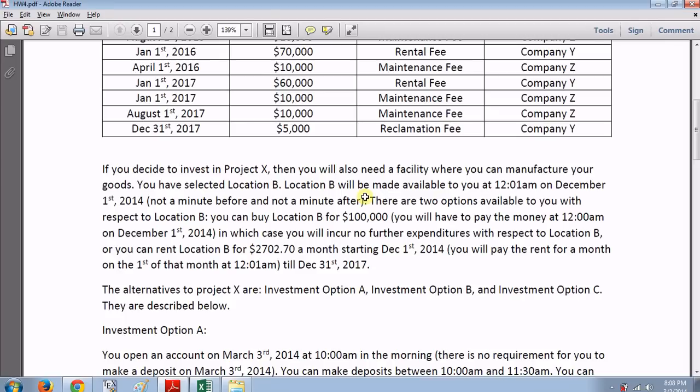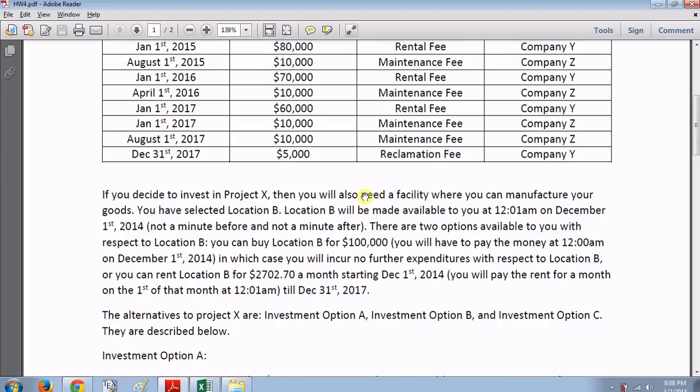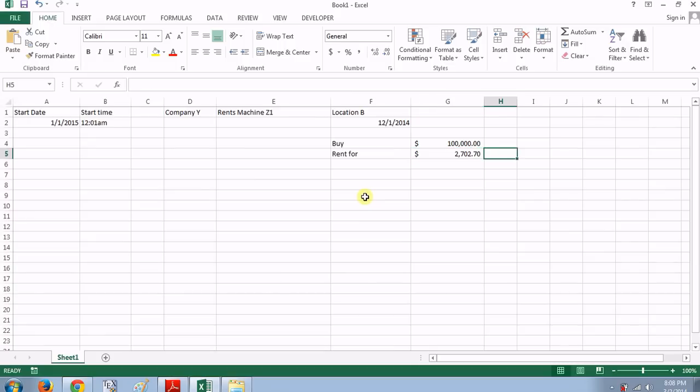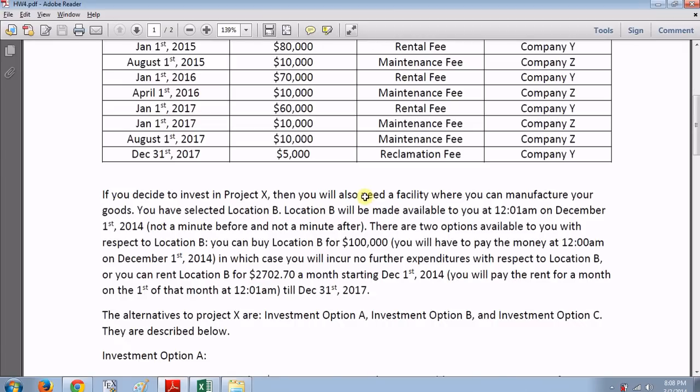$2,702.70 a month starting December 1st, 2014. You will pay the rent for a month on the 1st of that month at 12:01 a.m. That's just to make your life easier. Till December 31st, 2017. So that means if you decide to rent location B, you're going to rent it for 37 months. If I just multiply this value by 37, that should come very close to 100,000. In fact, it is. That's how I got 2702.70. Just so that you know.